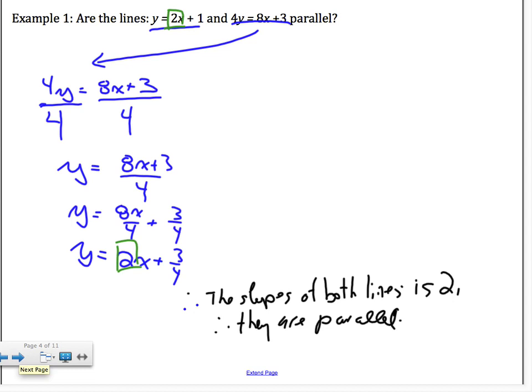So a little bit tricky, but all we're looking for is just converting both to the same slope-intercept form. Y equals mx plus b.